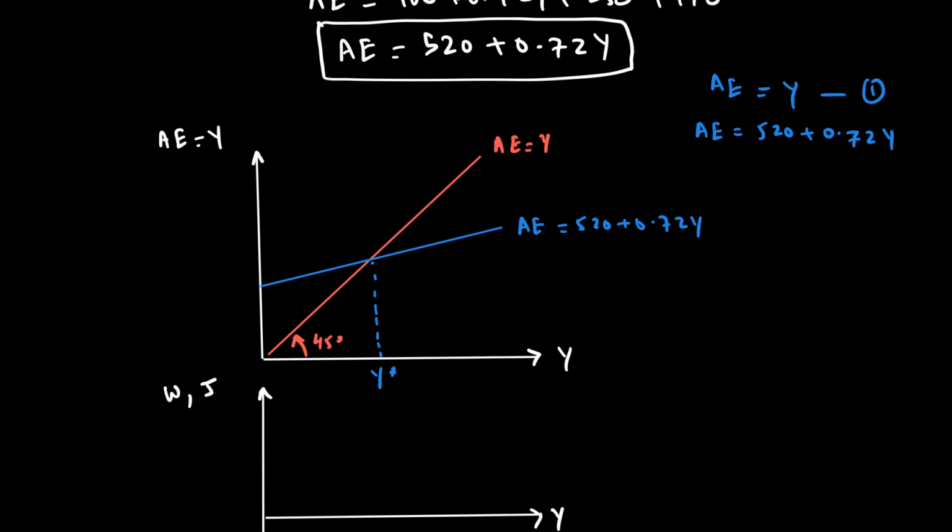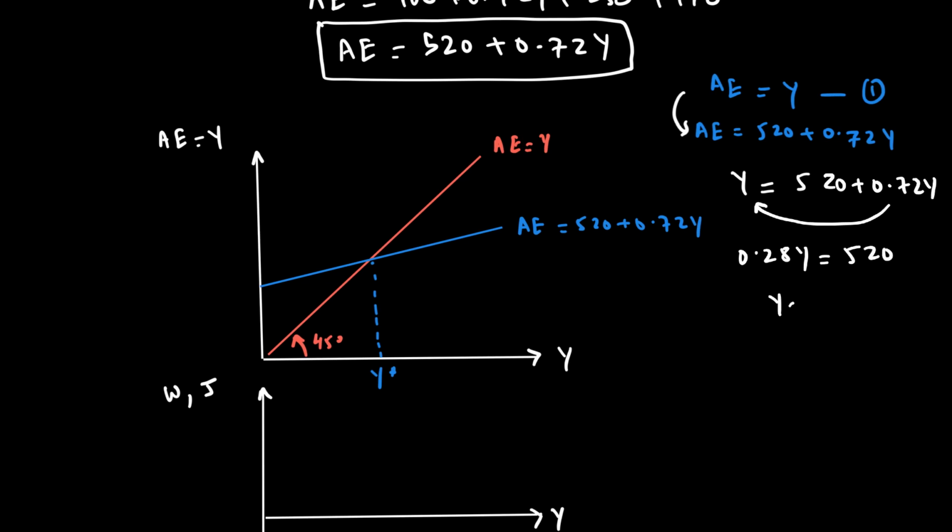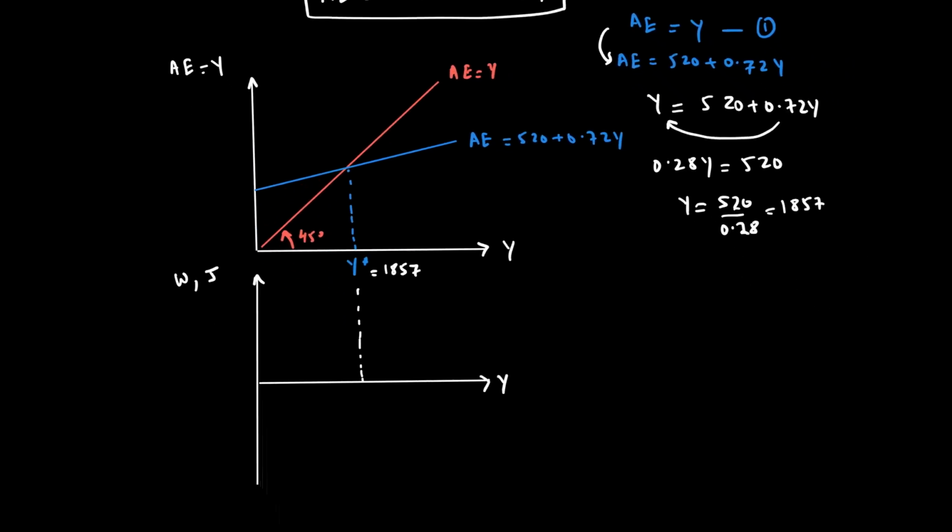If I now equate this AE with Y, so Y becomes 520 plus 0.72y, which then becomes, if this 0.72y goes on the other side, 0.28y is equal to 520, or y is equal to 520 over 0.28, which is equal to 1857. So I'm going to write this here, Y star is equal to 1857. Now this Y star should also come into my W and J equation as well.